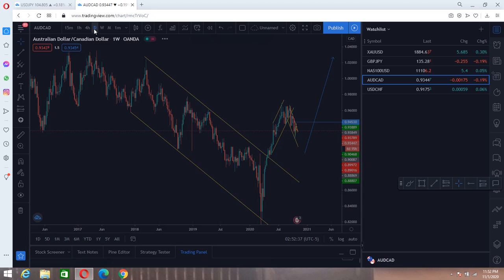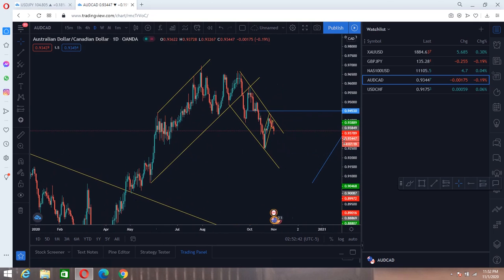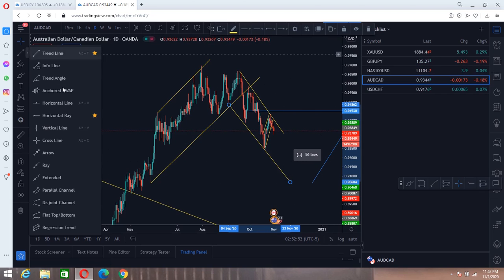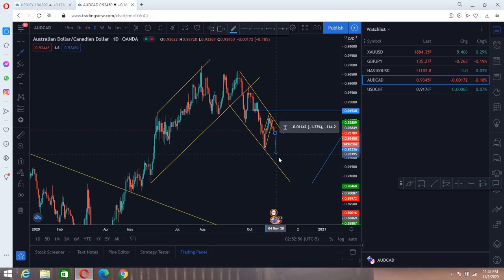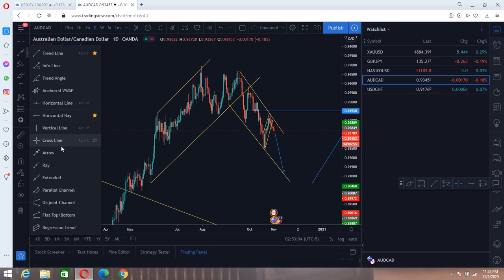Let me go to the daily time frame. As you can see, it's a reversal pattern. We're expecting our third touch somewhere here. It's gonna be somewhere here. This is what's going to happen on AUD CAD. This is what we'll be waiting for. As now we're in our sell and we sold the pair.